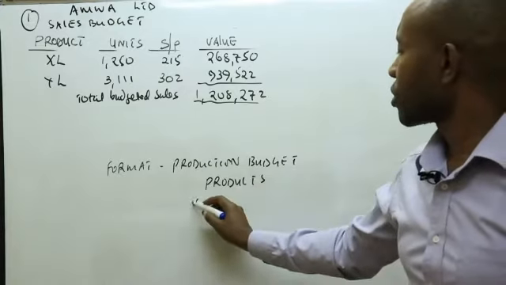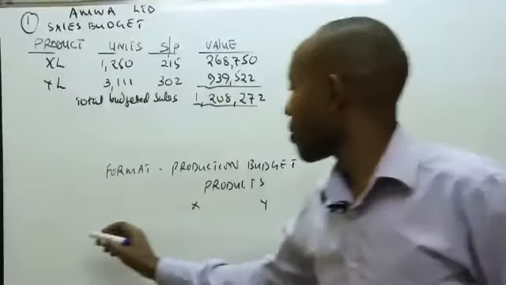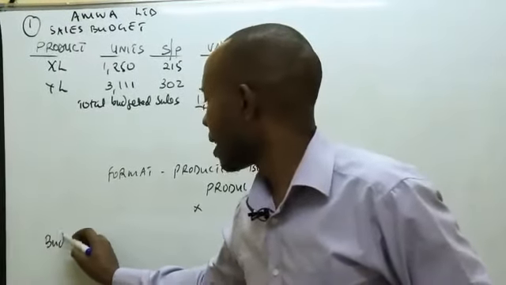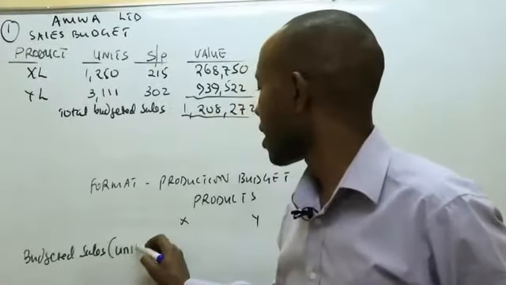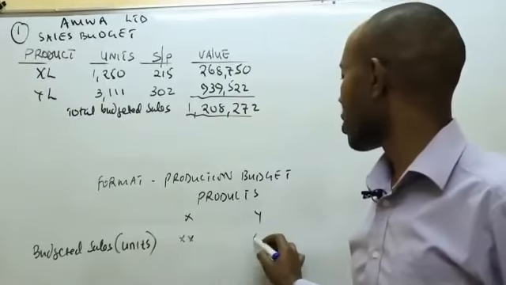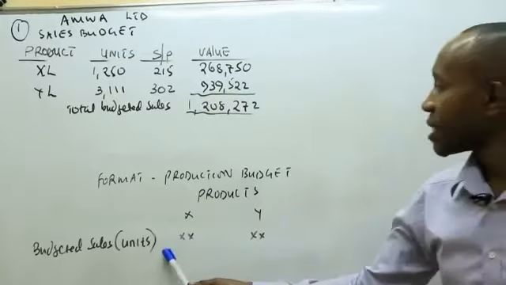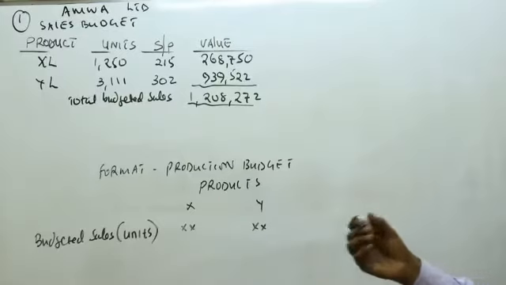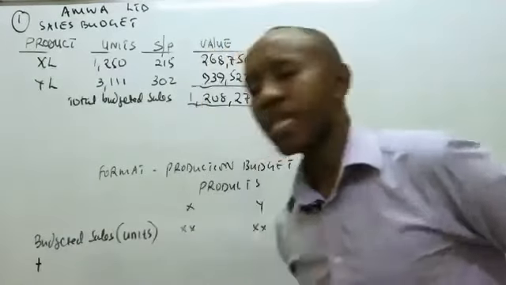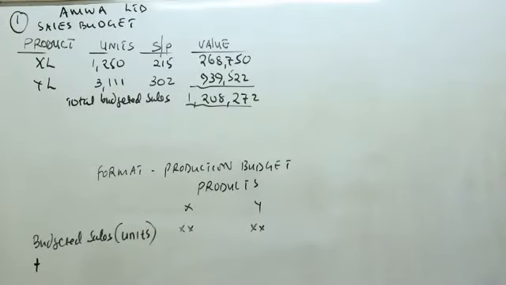So we say we are producing product X and also product Y. So we will ask ourselves, what is our budgeted sales? And this is in units. So I write my budgeted sales there in units. Budgeted sales in my case is 1250 and 3111. But then I say I must produce enough, at least to have some stock of finished goods remaining after I have sold.